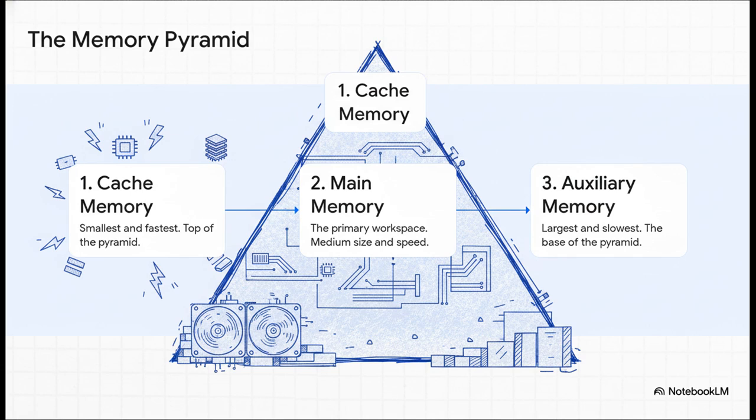Just picture a pyramid. Right at the very top, you have the cache. It is super, super fast, but it's tiny. In the middle, you've got your main memory. You probably know it as RAM. That's the computer's main workspace. And at the bottom, the base of the pyramid, is your large but much slower hard drive. The computer is constantly, cleverly juggling data between these levels to give you the maximum possible speed.